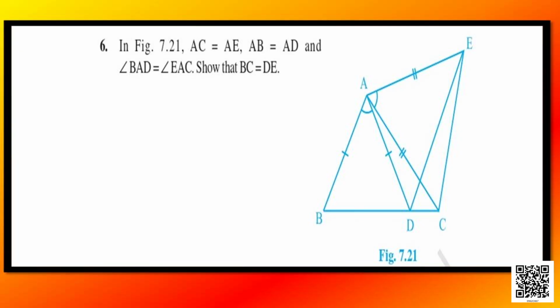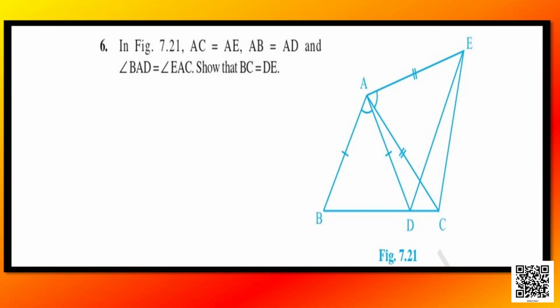Today we are going to discuss chapter 7, that is triangles. In this class we are going to learn some more concepts of triangles. Let us discuss exercise 7.1, question number 6. It says, in figure 7.21, AC is equal to AE, AB is equal to AD and angle BAD is equal to angle EAC, show that BC is equal to DE.